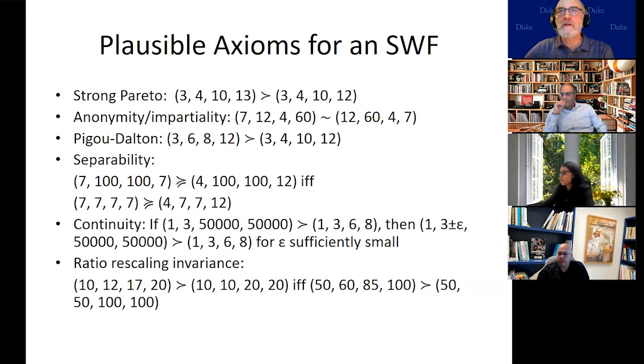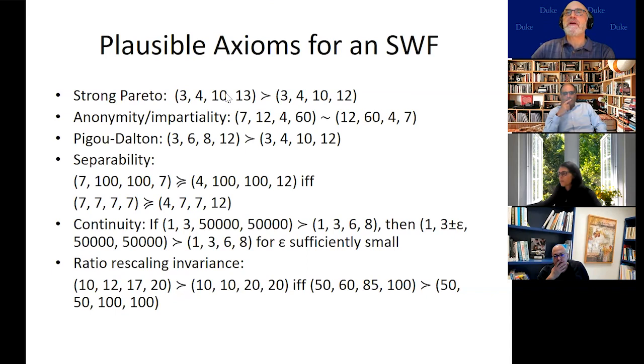Okay, so in terms of possible axioms, these are, by the way, well-being numbers. So each of these is a vector. We're assuming, for simplicity, a population of four people: individual 1, 2, 3, 4, or you can call them by names, Amy, Barry, Charlie, David, whatever.